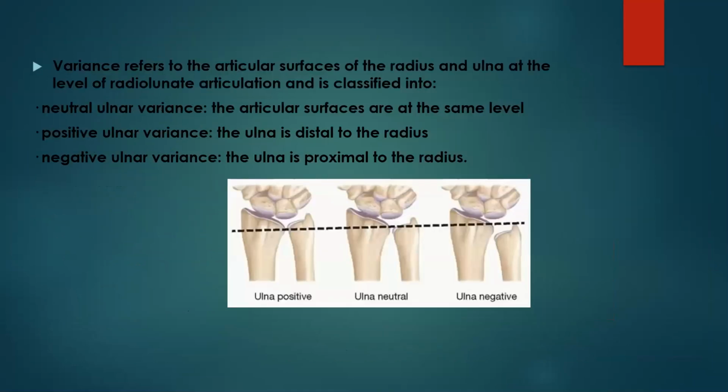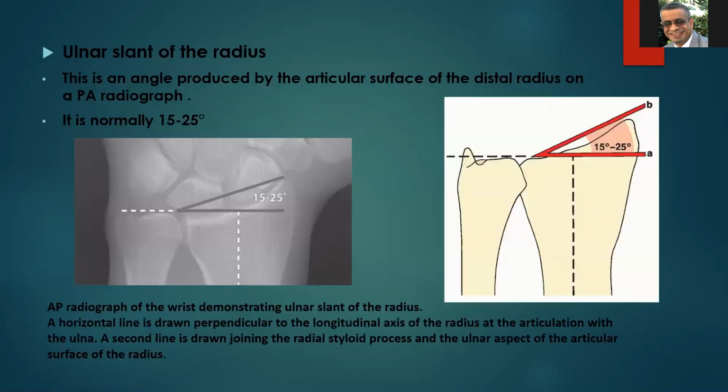Variance refers to the articular surfaces of the radius and ulna at the level of radiolunate articulation and is classified into neutral ulnar variance, where the articular surfaces are at the same level; positive ulnar variance, where the ulna is distal to the radius; and negative ulnar variance, where the ulna is proximal to the radius.